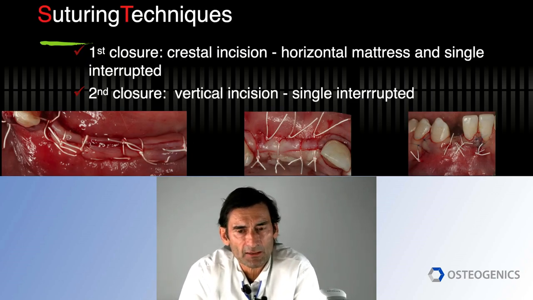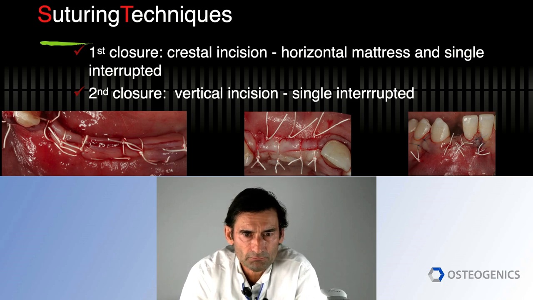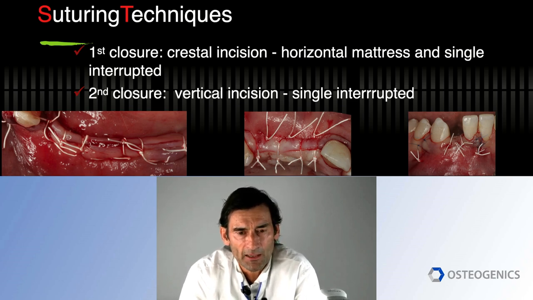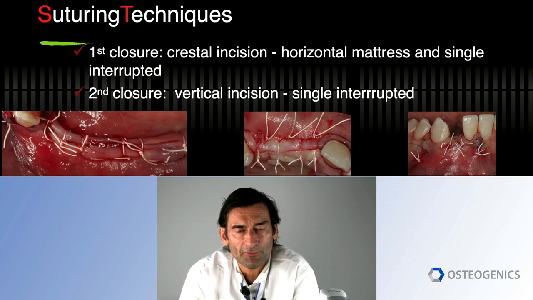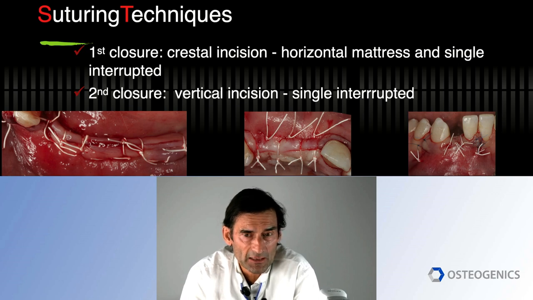So let's go into a couple of suturing techniques now. Most important for me, when I close a flap just after a normal implant placement with or without GBR bone augmentation, is to understand that I need two closures. One is a horizontal mattress, and in between each horizontal mattress, a single interrupted. This will evert my flap, and it will bring the flap margins nicely together. Second closure is, of course, my vertical incisions. On the vertical incisions, I don't need a horizontal mattress. I just need a single interrupted.